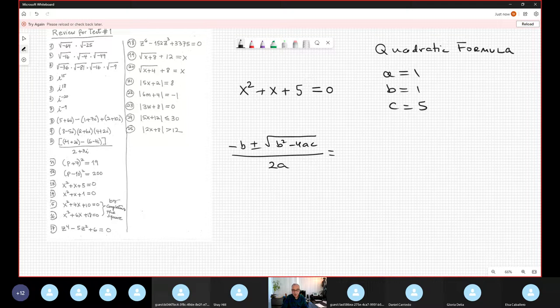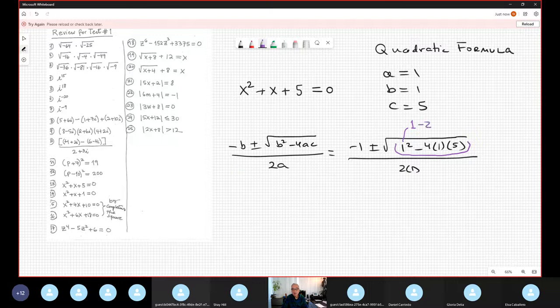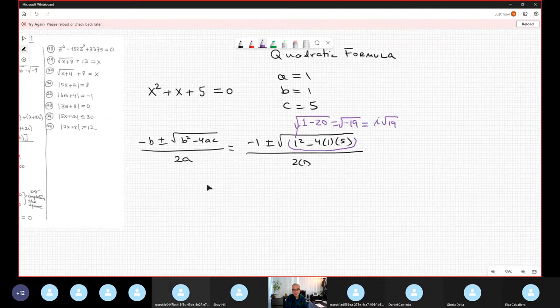Substitution: minus 1 plus or minus the square root of 1 squared minus 4 times 1, which is A, times C, which is 5, divided by 2 times 1. Okay, as always, we focus on the expression inside, and 1 squared is 1, minus 20. The multiplication 4 times 1 times 5 is 20, so the result is negative 19. Since the expression inside the radical is negative, the solution is complex. This is i radical 19. No more simplification. Now, finally, we have negative 1 plus or minus i radical 19, divided by 2.